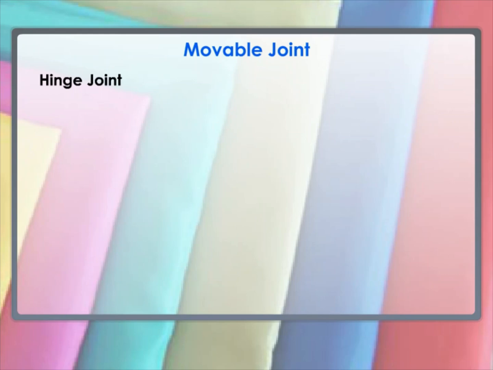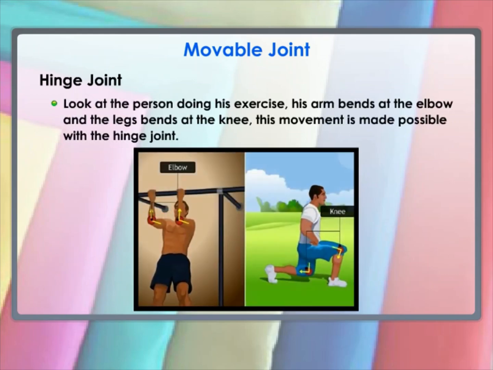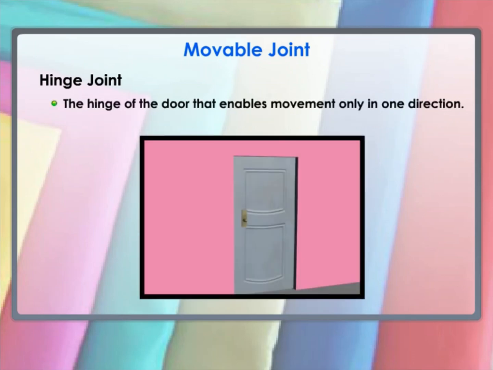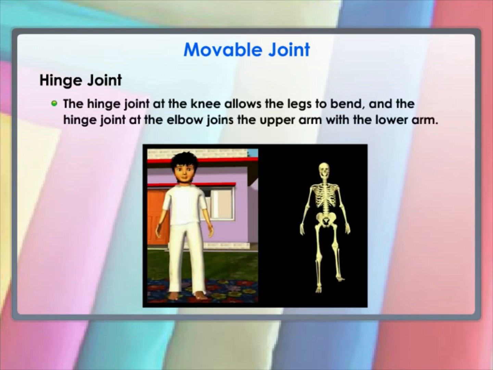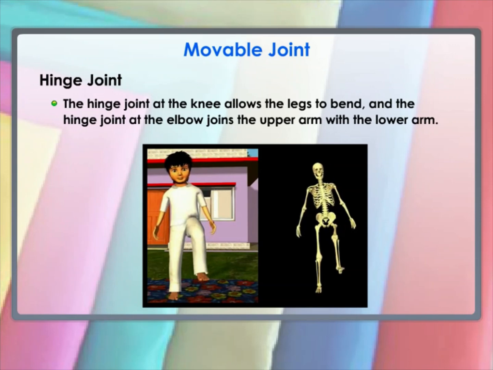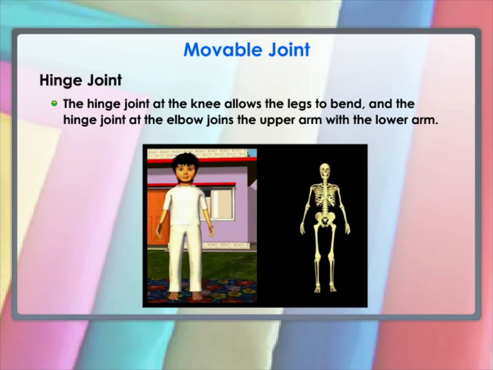Hinge joint. Look at the person doing his exercise. His arm bends at the elbow and the legs bend at the knee. This movement is made possible with a hinge joint. Like the hinge of the door that enables movement only in one direction. The hinge joint at the knee allows the legs to bend, and the hinge joint at the elbow joins the upper arm with the lower arm.